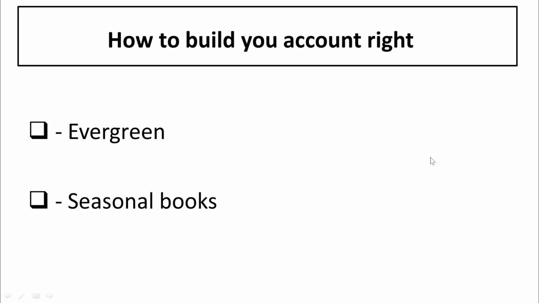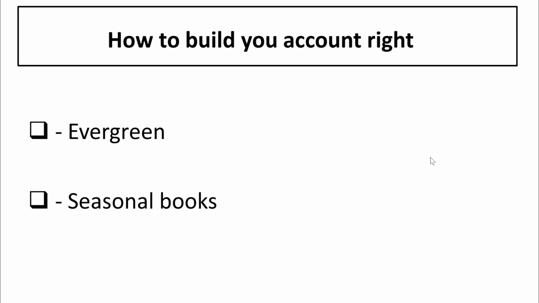So how do you build your Kindle publishing account the right way? Okay, so there are two categories of books. One is evergreen. Evergreen is the kind of books that can sell all year long, from January to December, they sell. Then there are seasonal books. They are the books that have their season.